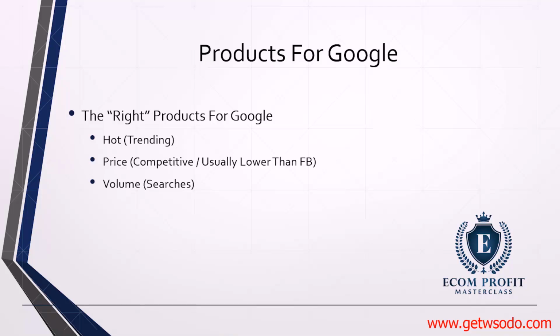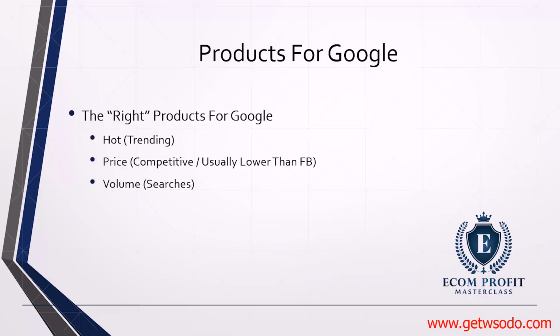And in this video I will be teaching you guys about the right products to sell on Google. So for a product to sell well on Google, it needs to meet three main requirements. The first one being that it needs to be a hot product. It needs to be trending. Don't worry, we'll go over this a little bit more now when we go over the screen.